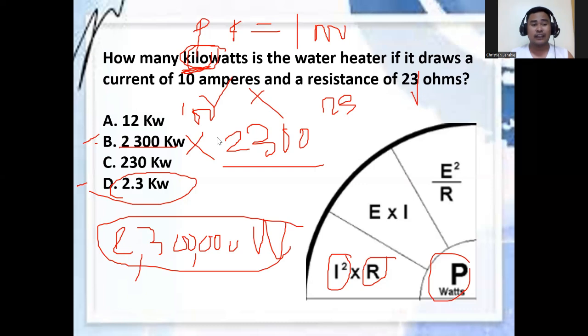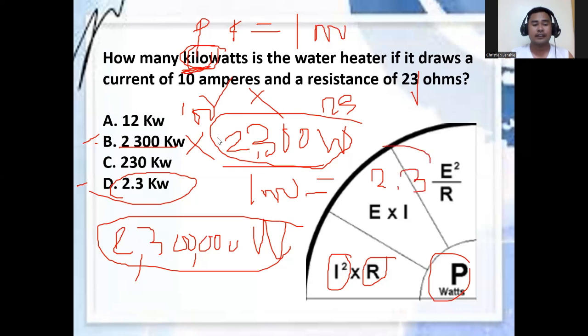Since the question is only in kilowatt, 2,300 is still in wattage. Convert this into kilowatt by dividing by 1,000. And this will give you an answer of 2.3. Where is the 2.3? Letter D is the best answer here. Okay, 1,000 watts is equal to 1 kilowatt. That is correct. So the answer here is not letter B, but letter D.